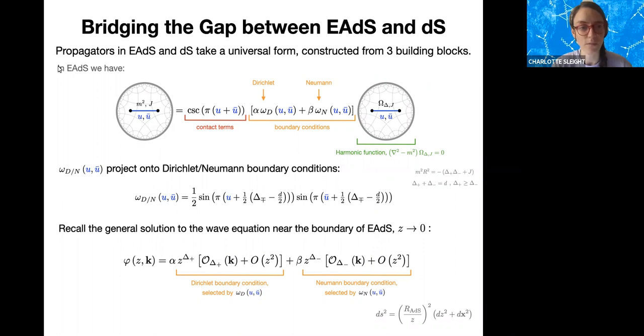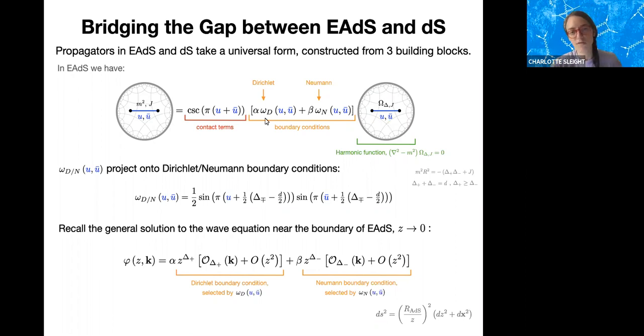So if we focus first on the propagator in Euclidean AdS for a field of generic mass m and spin j, the rightmost building block is the corresponding harmonic function, which means that it solves the source-free equation of motion. And it means that it encodes the physical exchange single particle state. So in particular, in the Mellin representation of this harmonic function, the residues of poles in these internal Mellin variables u and u bar give you the contribution from the physical exchange particle. This is analogous to simple poles in the Mandelstam variables of flat space scattering amplitudes, whose residues generate the contribution from the physical exchange single particle state.